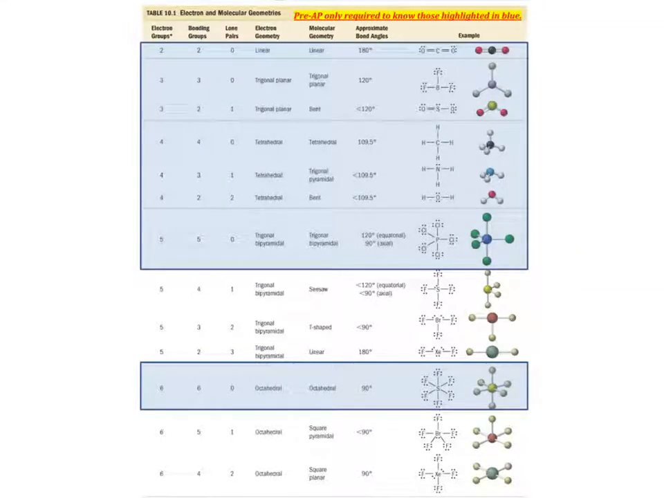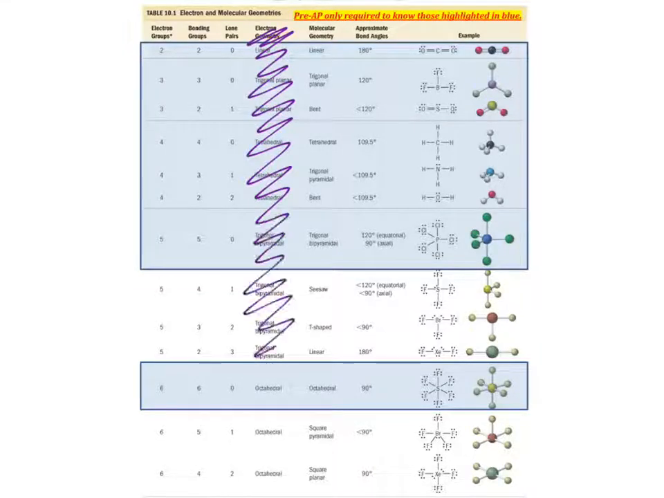So let's go ahead and take a look at this chart here that is in your booklet, and what I'm going to do is cross out a couple columns that you do not need to worry about. The first column that you do not need to worry about is the electron geometry, so let's go ahead and cross out that column there. You will not need to know the electron geometry.